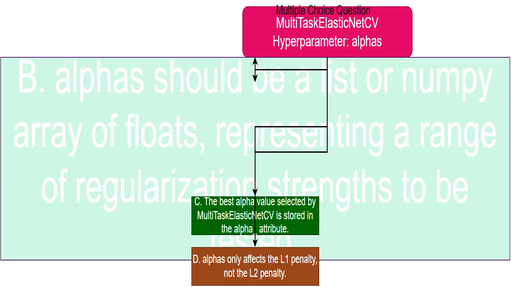This is correct. That's exactly right. I supply alphas as a list or array containing multiple values. This allows the model to try many different regularization strengths and pick the best one through cross-validation. This helps find the optimal balance between model complexity and accuracy.